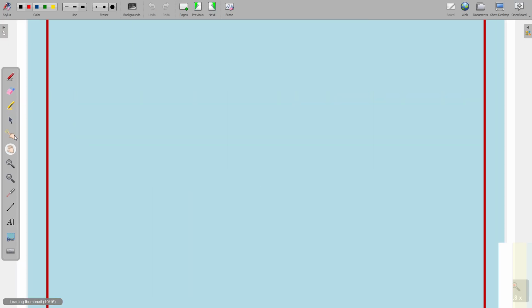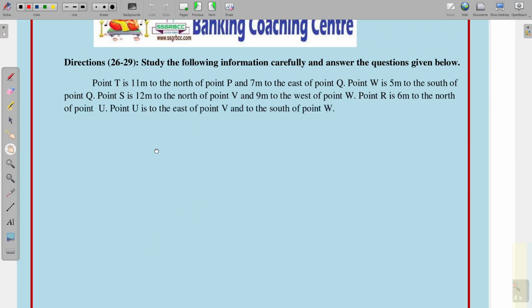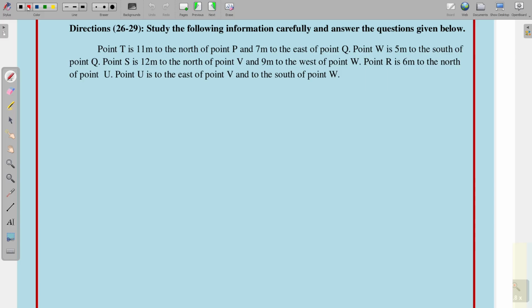Next, questions 26 to 29. T is 11 meters to the north of point P and 7 meters to the east of Q. W is 5 meters to the south of Q. Point S is 12 meters to the north of P and 9 meters to the west of W. So from W it is 9 meters to S, and S is 12 meters north of P.